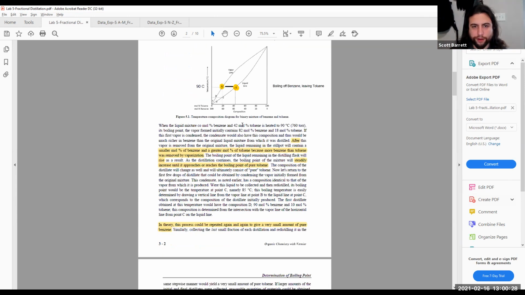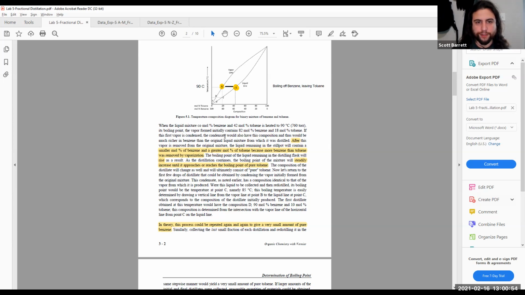So it kind of goes back over again to what happens here, starting at 42% toluene and 58% benzene. At the boiling point, the vapor initially contains 82% benzene and 18% toluene, because it comes over here and that's the vapor. It is condensed, mostly benzene with a slight small amount of toluene.